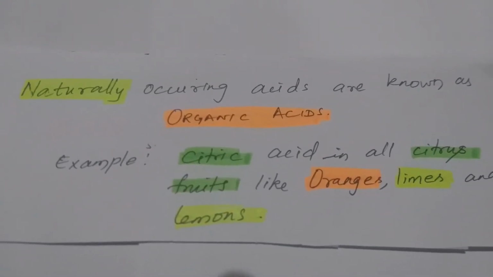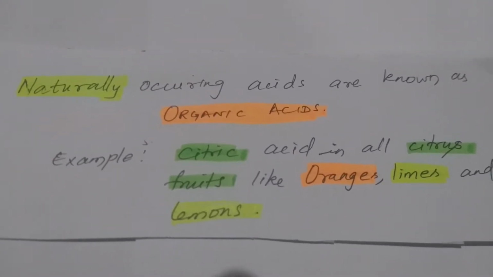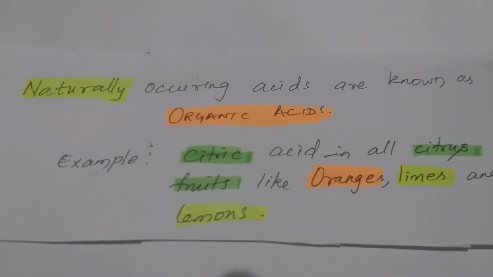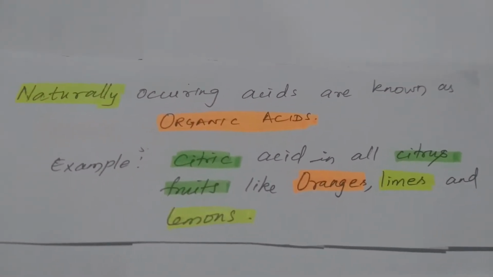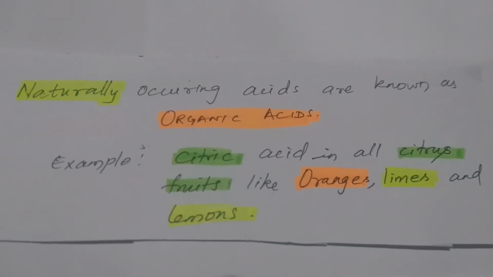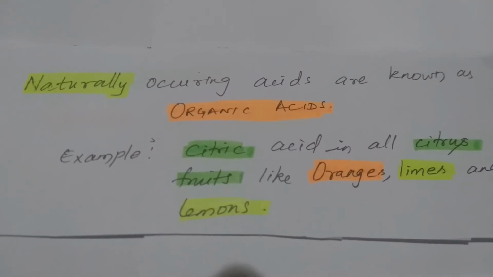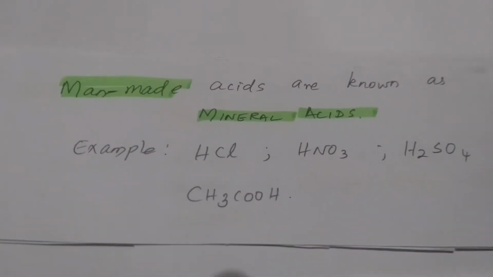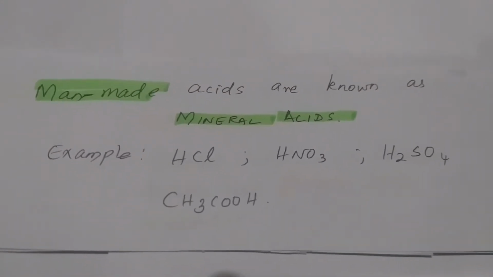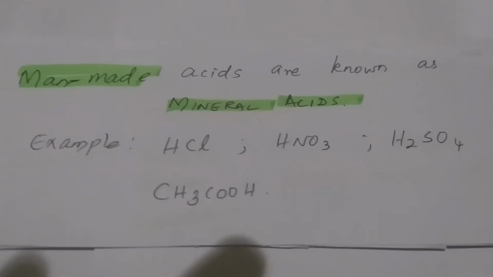These acids are found in citrus fruits. The best examples of citrus fruits are oranges, limes, and lemons. These acids taste sour. Now, the other category is mineral acids. These acids are man-made. Man-made acids are known as mineral acids.